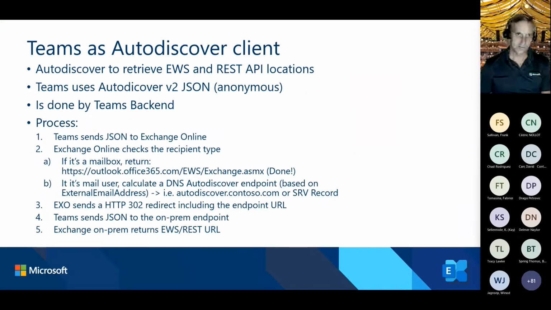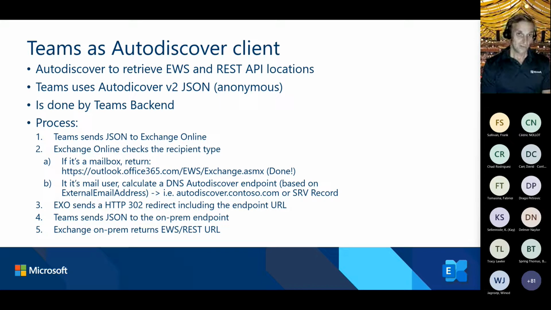So let's talk about Autodiscover. Teams, in that case not the Teams client, but the Teams backend infrastructure, uses Autodiscover in order to identify what type of mailbox the request is for. Is it an Exchange Online mailbox or an on-premises hosted mailbox? And therefore, Autodiscover is used to retrieve the EWS and the REST endpoint namespaces or URLs, or however you want to call it.